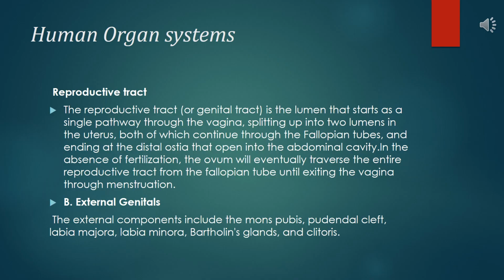Reproductive tract. The reproductive tract, or genital tract, is the lumen that starts as a single pathway through the vagina, splitting up into two lumens in the uterus, both of which continue through the fallopian tubes and end at the distal ostia that open into the abdominal cavity. In the absence of fertilization, the ovum will eventually traverse the entire reproductive tract from the fallopian tube until exiting the vagina through menstruation. External genitals. The external components include the mons pubis, pudendal cleft, labia majora, labia minora, Bartholin's glands, and clitoris.